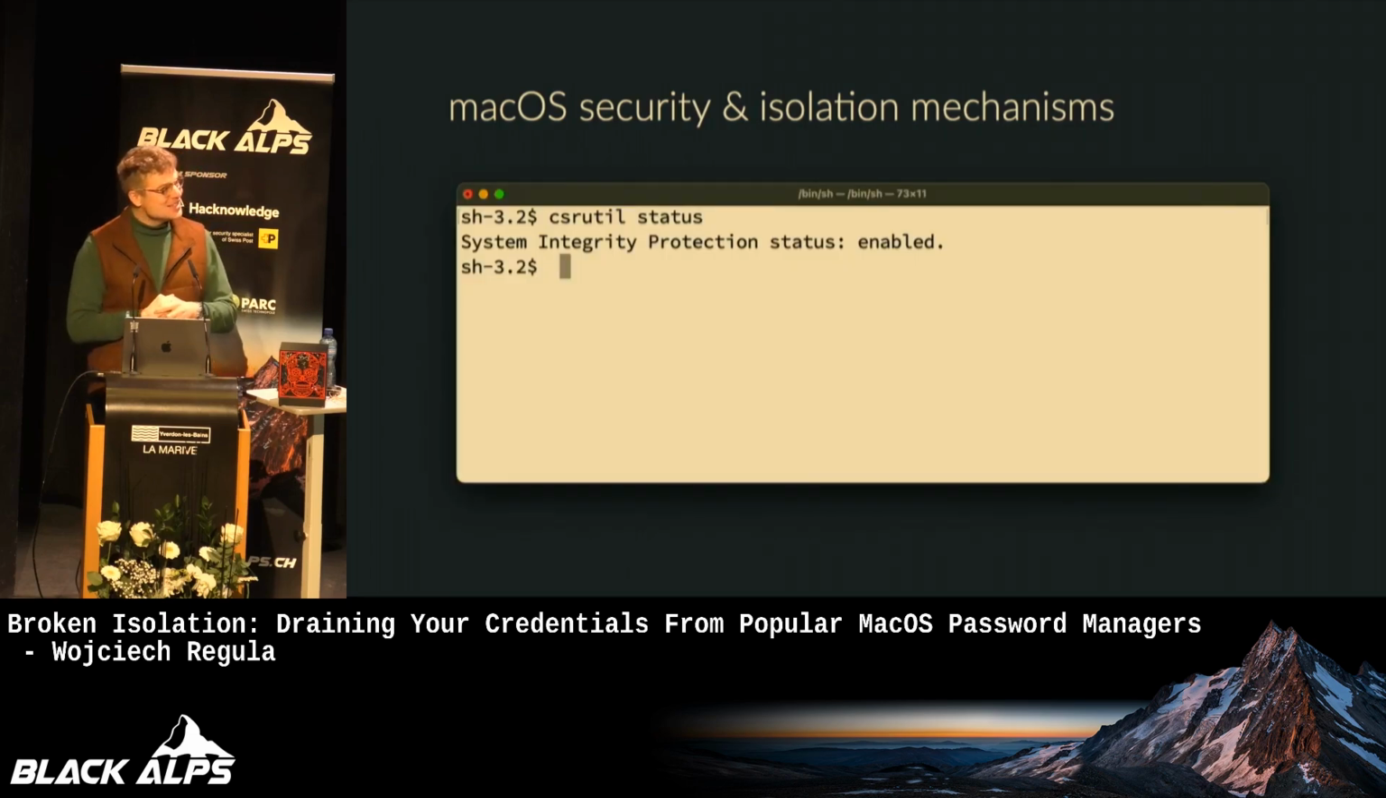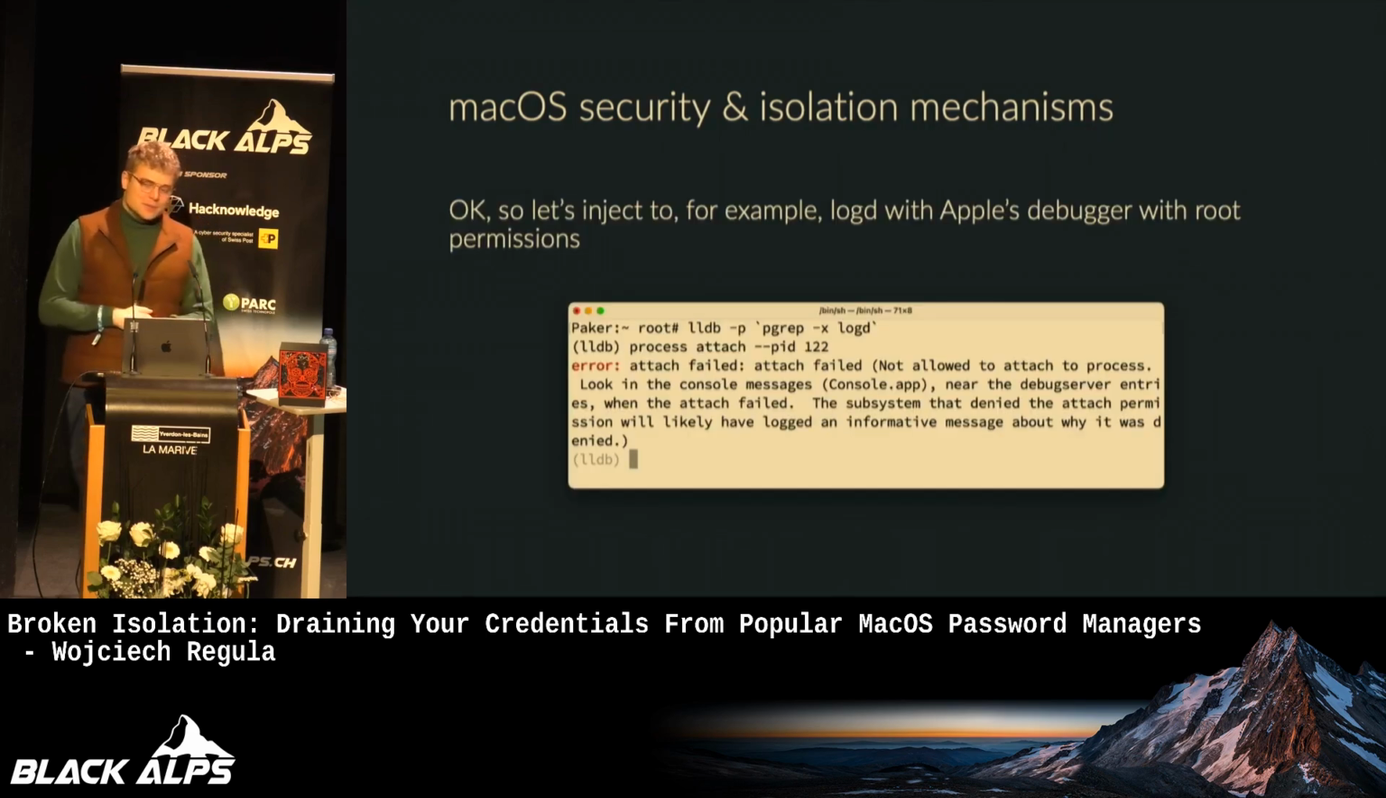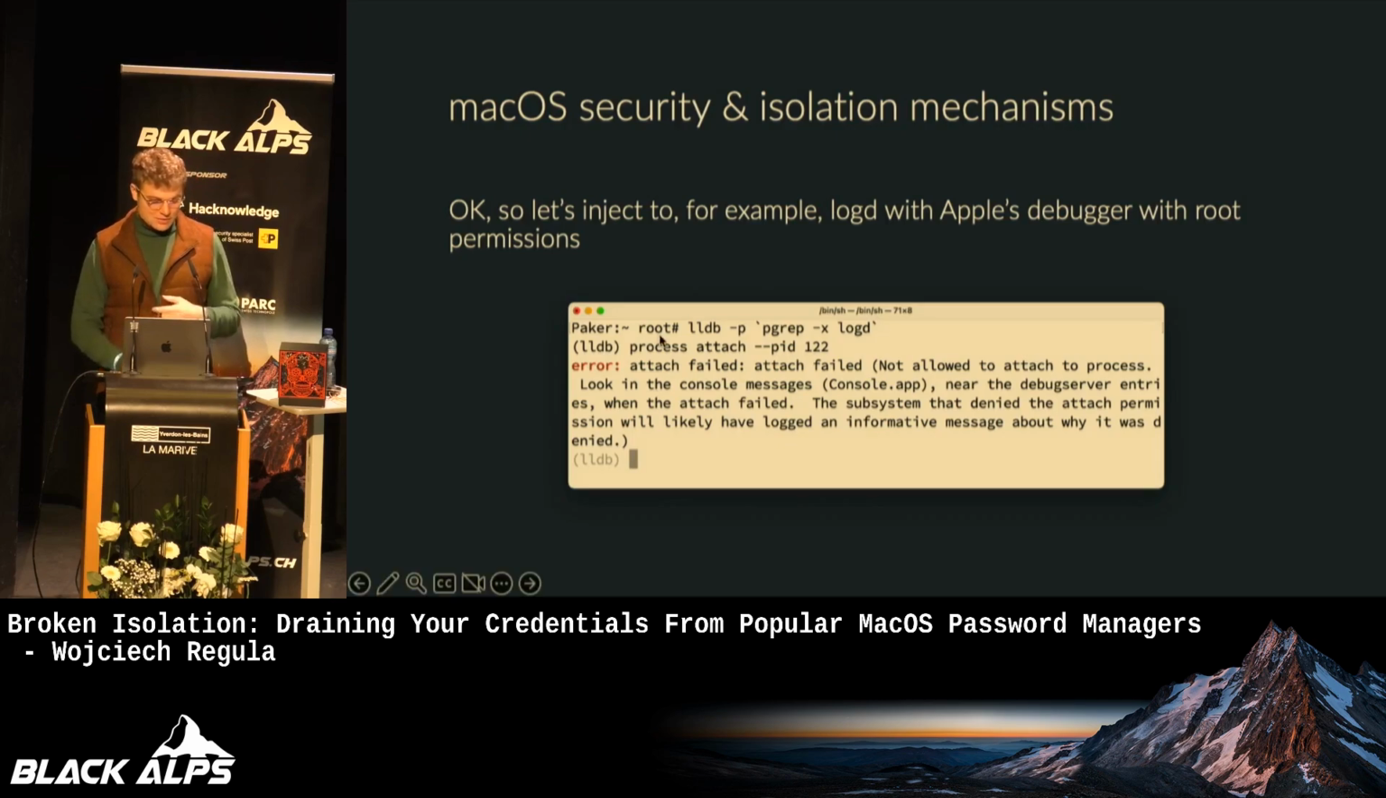Great. So if you'd like to see the status of SIP, just use csrutil status, and there will be information if it's enabled or disabled. Okay, so let's do an experiment. Let's use LLDB, which is the Apple-signed debugger, the official one, and let's try to inject into logd. So we have root, as you can see on the terminal. We give it the logd process ID, but you'll see that the process attachment has failed.